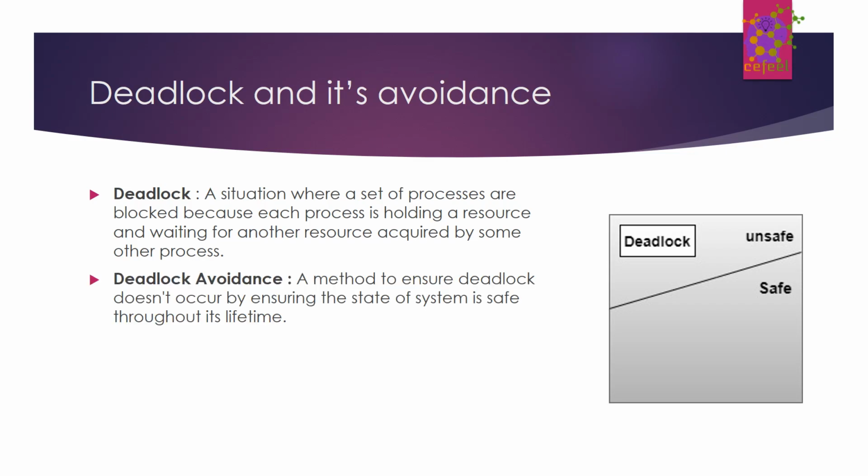Deadlock avoidance is a technique which we use to handle deadlocks. Even before deadlock occurs, we maintain a state of the system, whether the system is safe or unsafe, and we then ensure that the system doesn't go into the unsafe state. And in fact, if the system doesn't go into an unsafe state, there is no chance of deadlock.